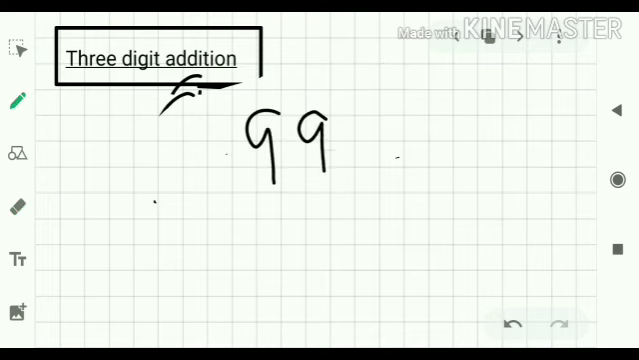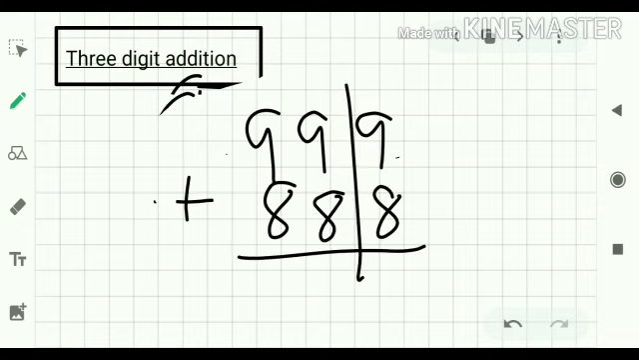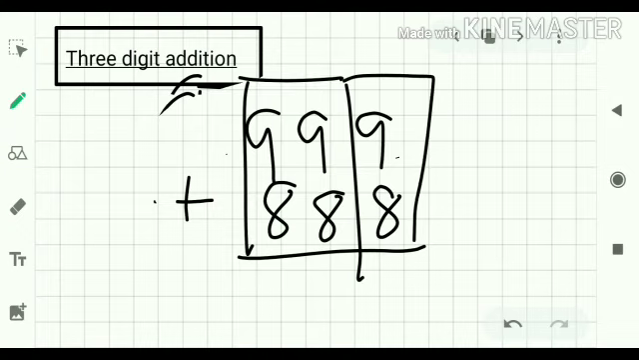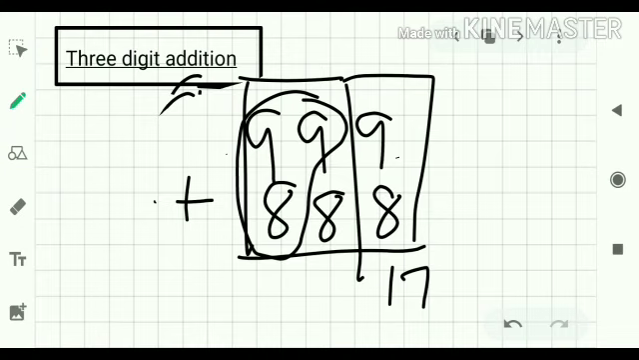Suppose we have 999 plus 888. The first step is to separate it into two different sums. The unit place will be 9 plus 8 is 17. And if we follow the first case approach, wherein we add 2-digit to 2-digit numbers, so 99 plus 80 will be 179, and 179 plus 8 will be 187.